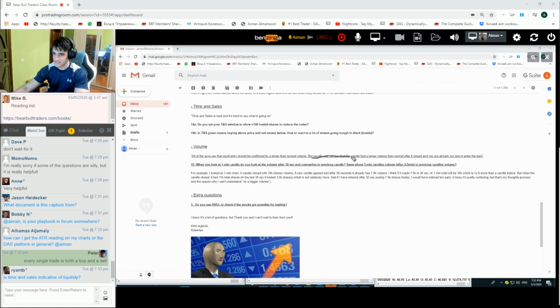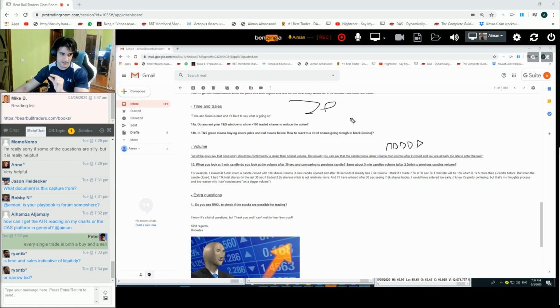But usually you can say that the candle had a larger volume than normal after it closed, and by then you're late to enter. Now this also depends. Let's say you're having really small volume on 1 minute candles. The candle still didn't close, it's still 20 seconds for this candle, but the volume is already as high as the previous candles. You can see here that the volume is larger than the previous volumes, because after 40 seconds, it will definitely be larger than those ones. That's how you read it.